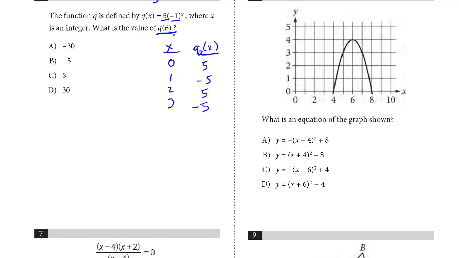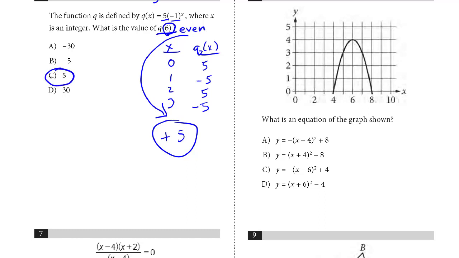Q of 6, that means x is 6. It's an even number. So as an even number, we're going to have a +5 value. Must be the case in this function. Correct answer is C, +5.